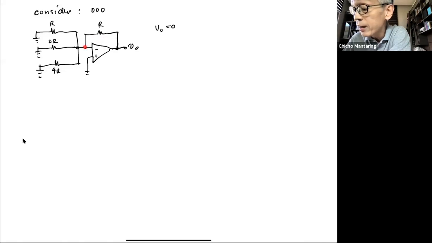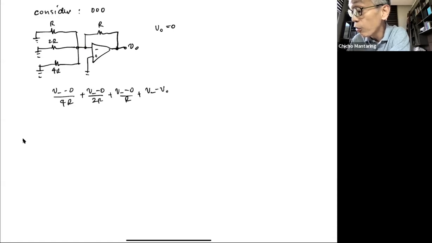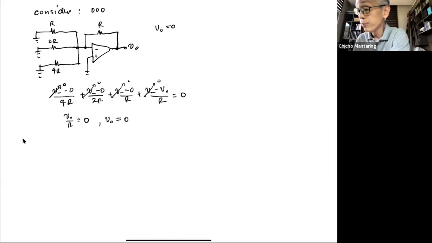If I apply KCL here, what is that going to be? That's going to be V minus 0 over 4R plus V minus 0 over 2R plus V minus 0 over R plus V minus V sub O over R is equal to 0. But this is all 0. All your V minuses are equal to 0. So you're going to get V sub O over R is equal to 0, or V sub O is equal to 0. But actually, it's obvious.